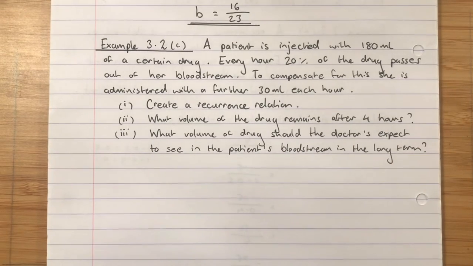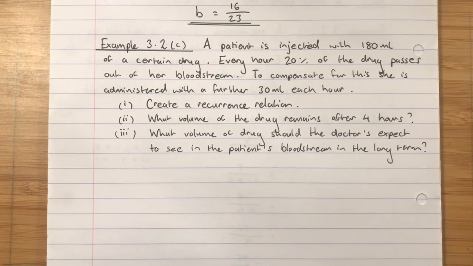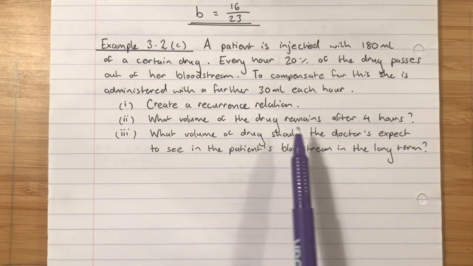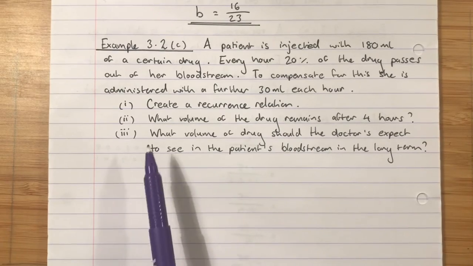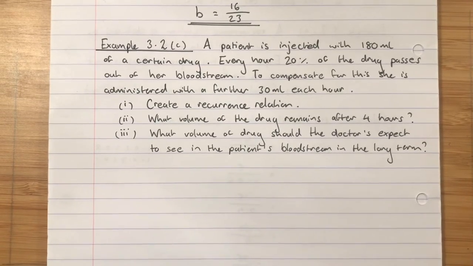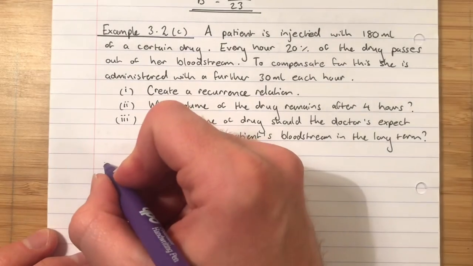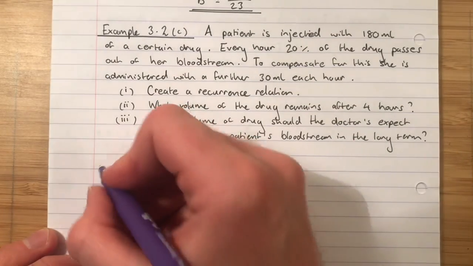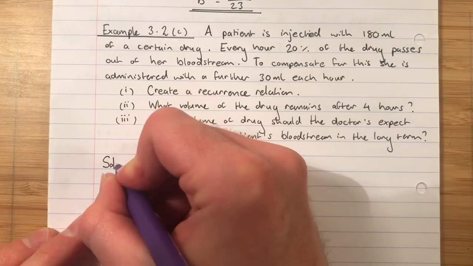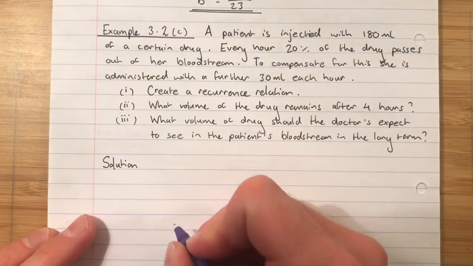Okay. Sorry, that's a lot of writing. So we're going to make a recurrence relation. We're then going to work out what volume of the drug remains after 4 hours. And we're going to say what volume of the drug will there be in the long term. Right, so three different things we're going to do here. But it shouldn't take too much space. I should be able to squeeze it into this page, I think. Right, so a solution.